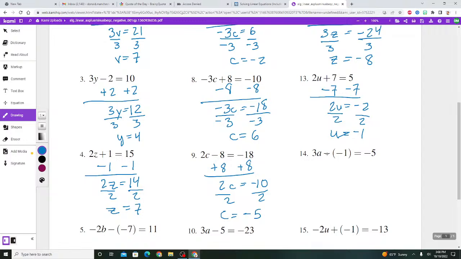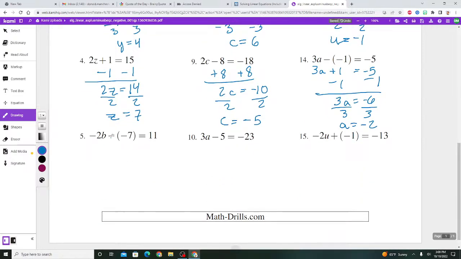Over here, this one's a little tricky. I'm going to rewrite it as 3a plus 1 equals negative 5. And so we're going to now subtract 1 from both sides. That gives us 3a equals negative 6. We divide both sides by 3. A equals negative 2.